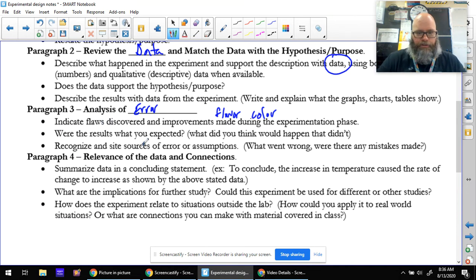What flaws did you discover in your experiment? What errors might you have made? Were the results what you expected? Okay, if L8 killed the plant, maybe it was because it got drier faster. Okay, we don't know. What we're trying to do is figure out what happened that went wrong. What could we have done better?